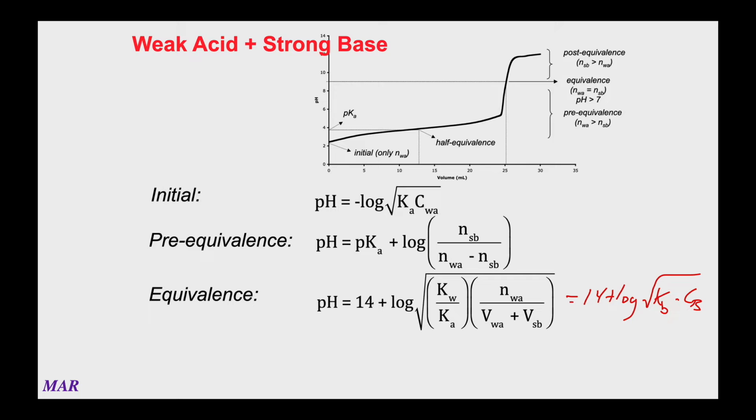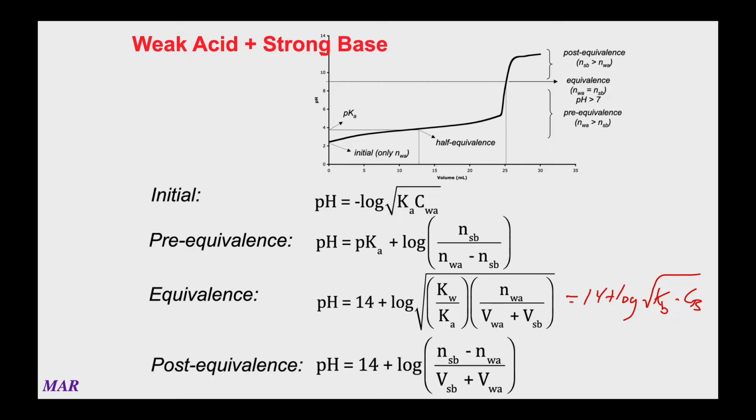Post-equivalence, we have more moles of strong base than weak acid. So this equation looks a lot like post-equivalence in the strong acid plus strong base case. The only thing I did here is instead of NSA, which we used in strong acid plus strong base, I used NWA, moles of weak acid. So pH equals 14 plus log of moles of strong base left over divided by total volume. If you can do these equations here, you've got this type of titration down.